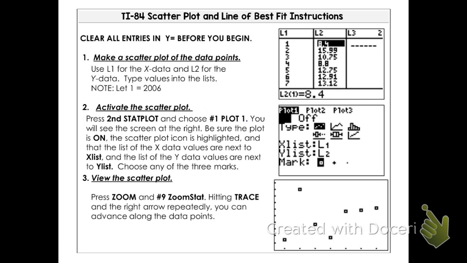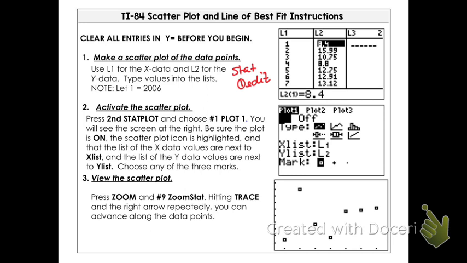All right, so for your TI-84, the first thing you're going to do is clear your calculator. So go ahead and clear it. And then you're going to make a scatter plot of the data points. So you're going to go to Stat, and number 1 says Edit. And in Stat Edit, you're going to put your X's in L1 and your Y's in L2.